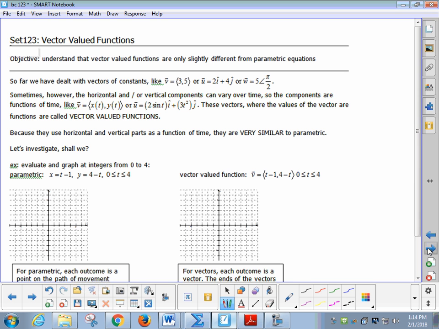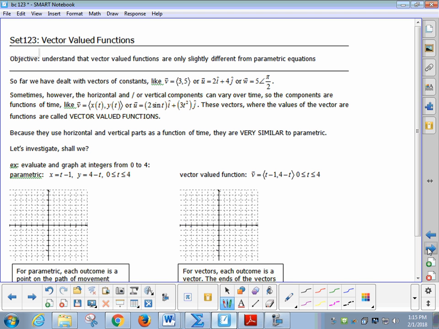Well, forces don't have to stay constant. They can vary over time. And so you will sometimes see vectors that have functions in them instead of constants. These are called vector-valued functions. For example, v could just have some horizontal function of time or vertical function of time, or both. Or u might be 2 sine t plus 3t. Either way, it's vectors of time, all right?